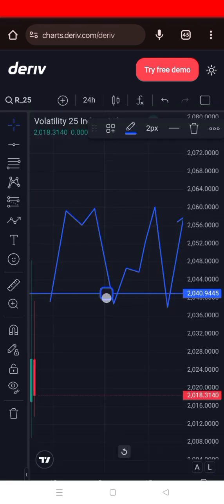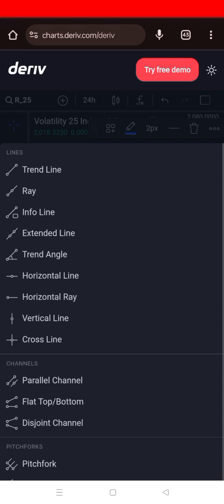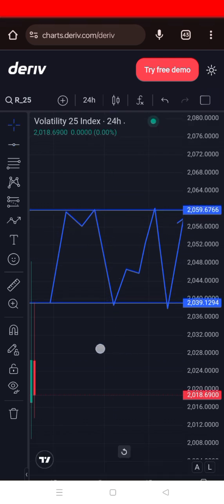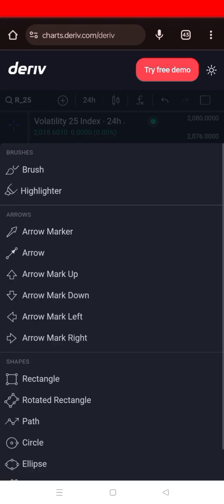So the down part, this down part becomes your support. So that is now your support. Whenever the market reaches there, it bounces back towards the top part. And then what does the top part become? The resistance zone. So that's basically how you identify the support and the resistance.